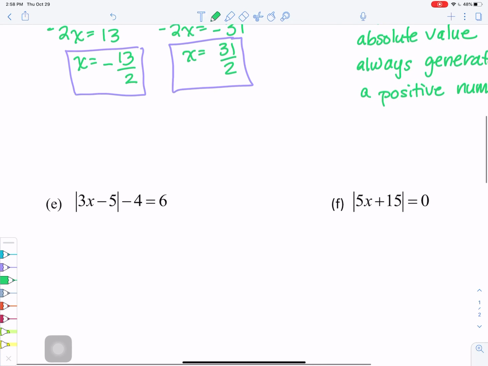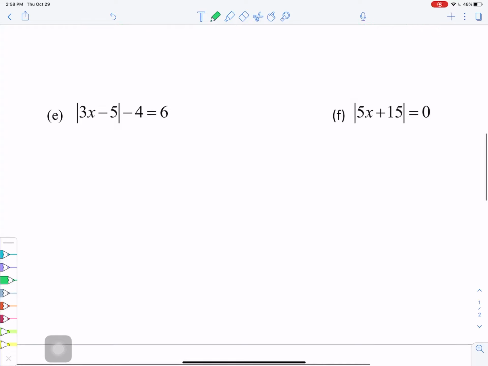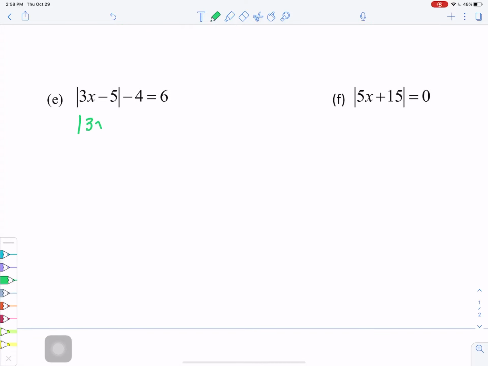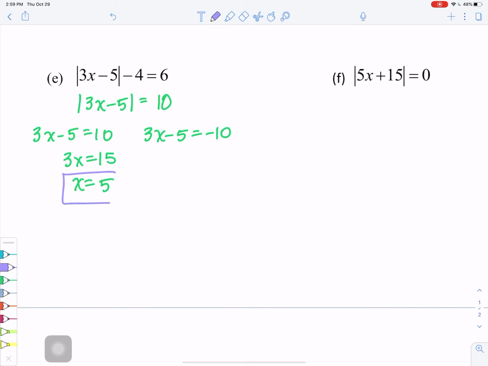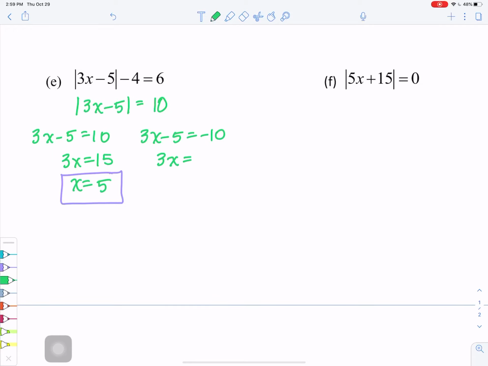Okay, let's go ahead and look at E. We have to isolate that absolute value on one side of the equation, and then we're going to add 4 to do that to both sides. Now we have 3x minus 5 is equal to 10, and 3x minus 5 is equal to negative 10. We'll add 5 to both sides and divide both sides by 3.